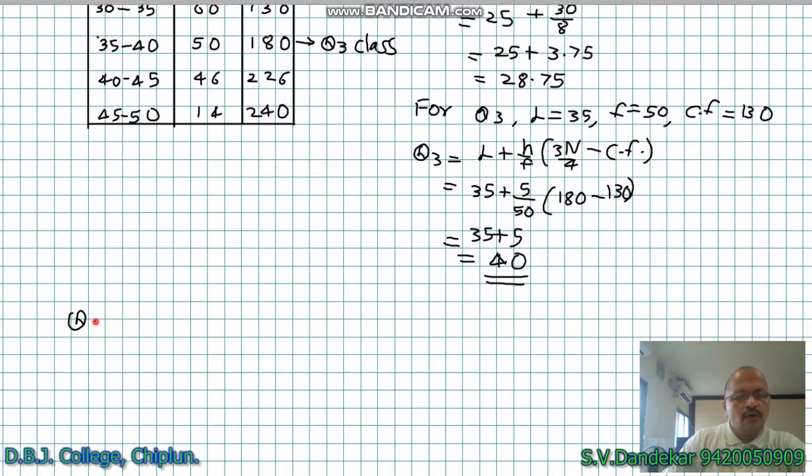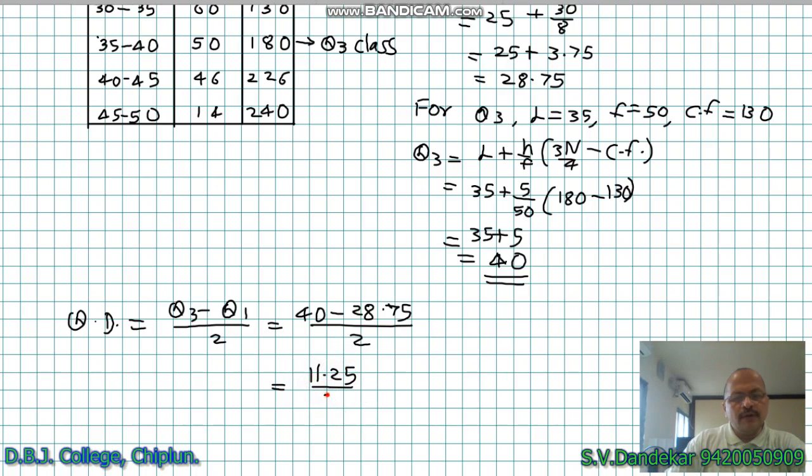Now we want quartile deviation. So QD is equal to (Q3 minus Q1) upon 2, equal to (40 minus 28.75) upon 2, so it is 11.25 divided by 2, 5.625 is the quartile deviation in this case.